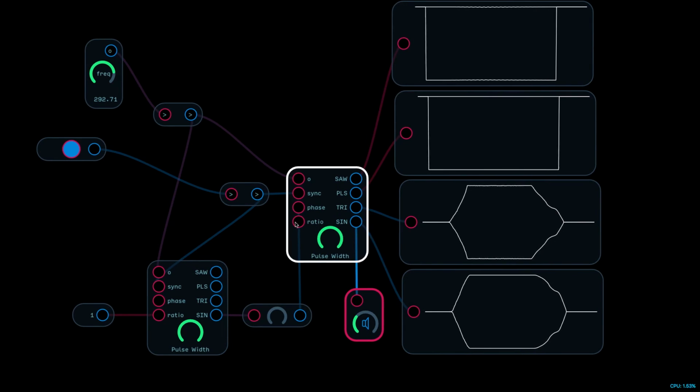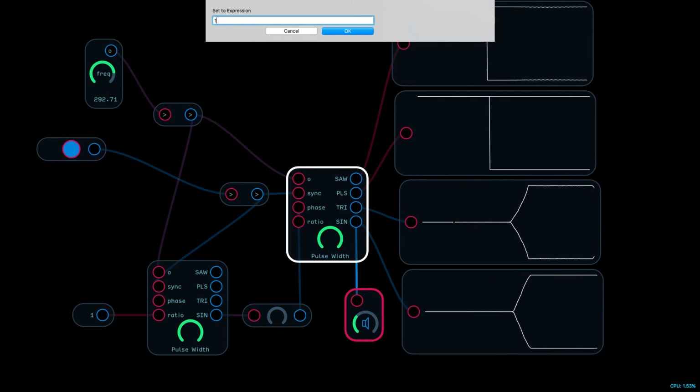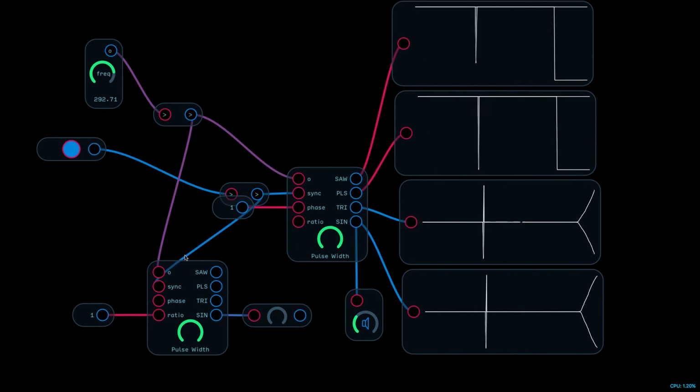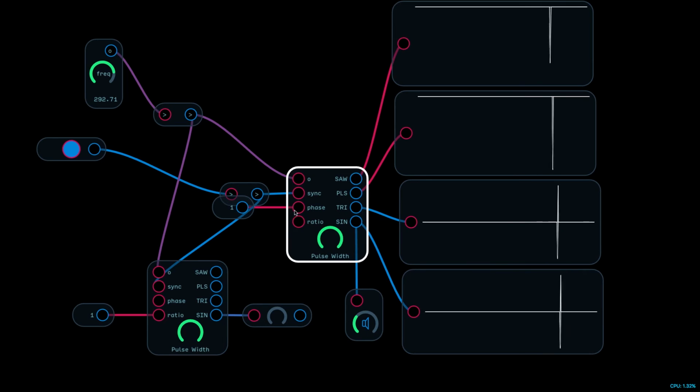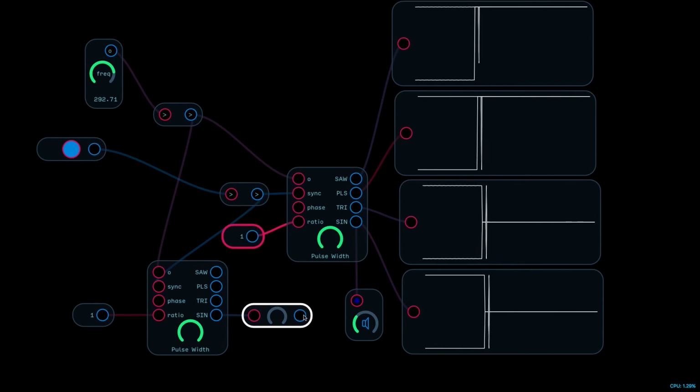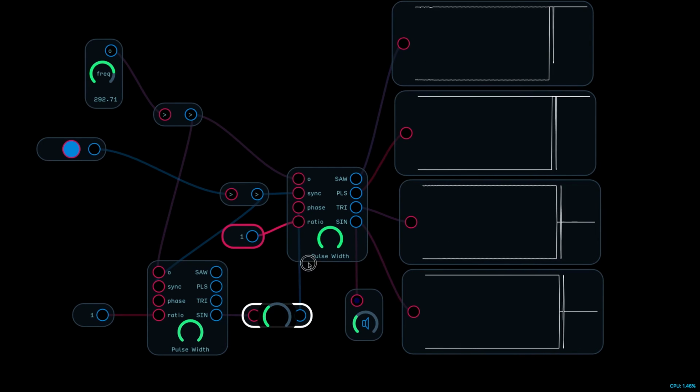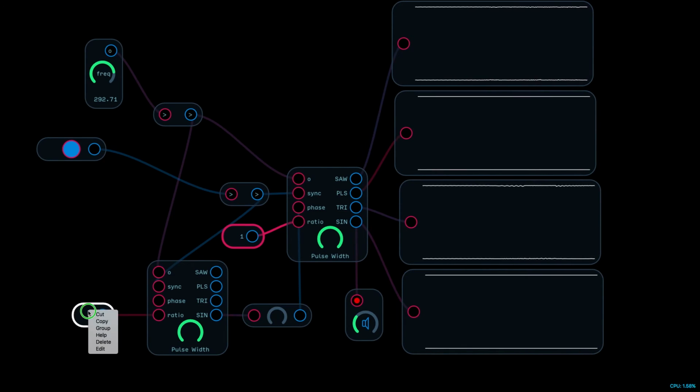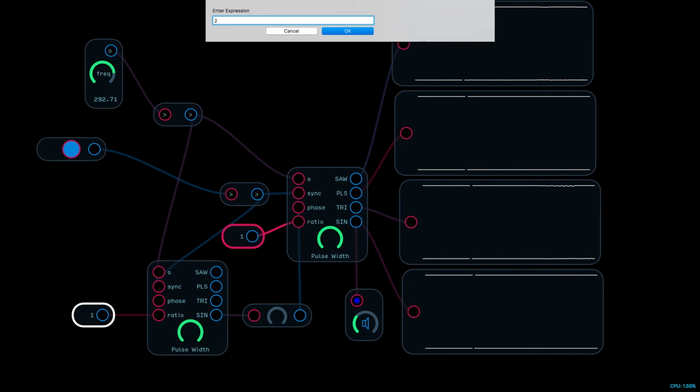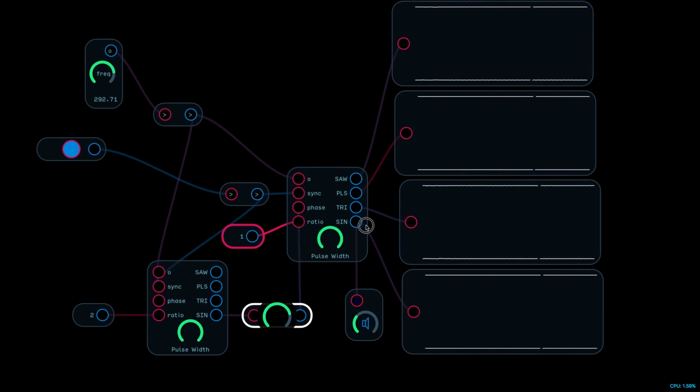So that's wave folding. Here's a ratio of 1. Ratio of 1. A ratio of 2. A ratio of 3.